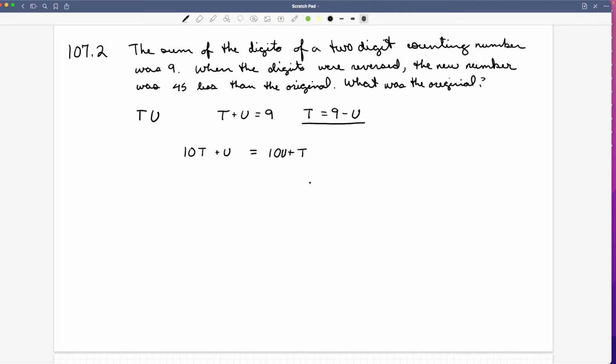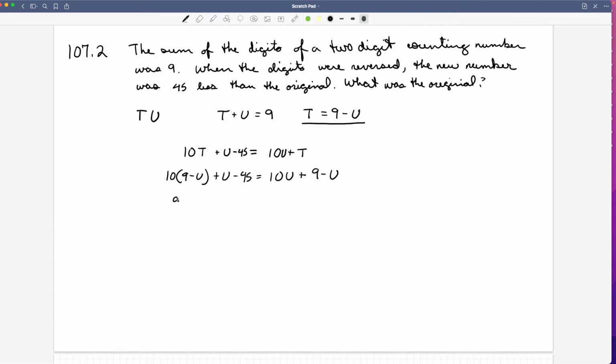The new number was 45 less than the original. So we have to take the original and subtract 45 from it, so that it equals the new number. Now we can solve. We have a substitution value for t, so let's drop it in and rewrite. 10 times 9 minus u, because that's the value of t, plus u minus 45 equals 10u plus the substitution value for t, 9 minus u.